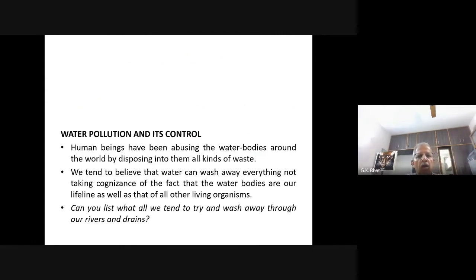Right? Now, let us study water pollution and its control. So far, we have learnt about air pollution and noise pollution. Human beings have been abusing water bodies around the world by disposing into them all kinds of waste. What do you mean by abusing? Using in a wrong way is abusing.